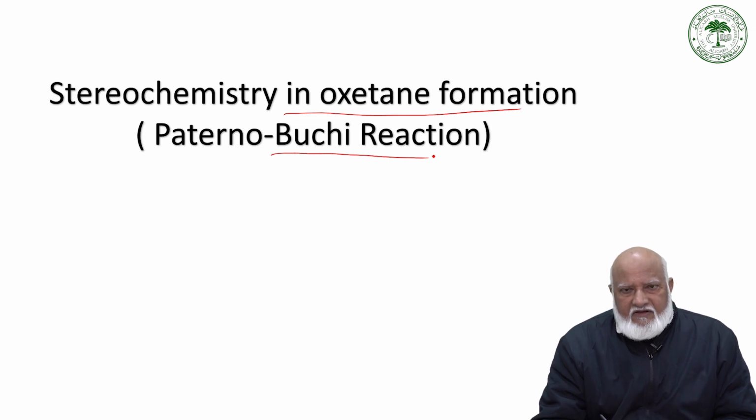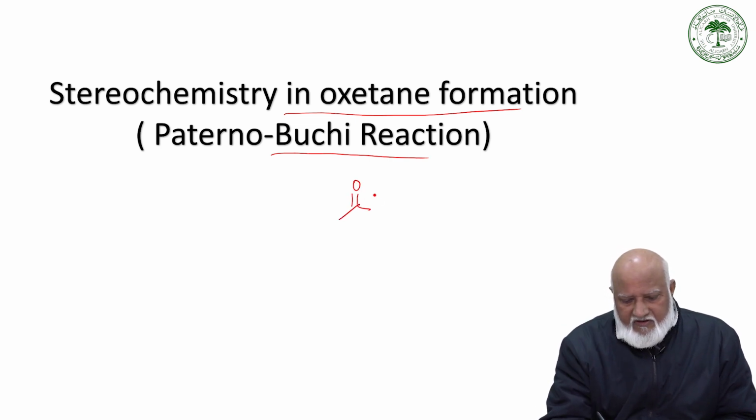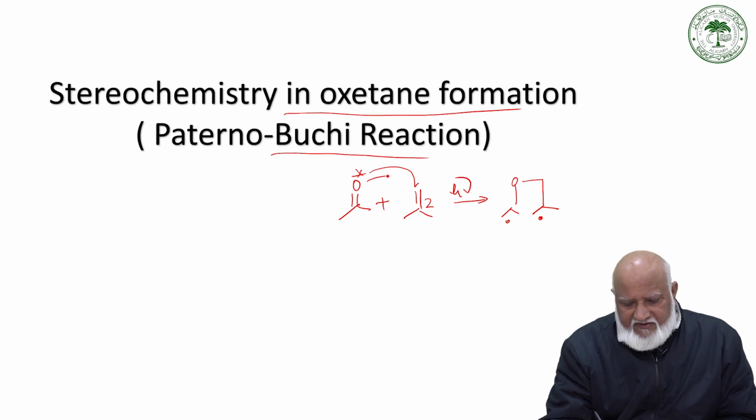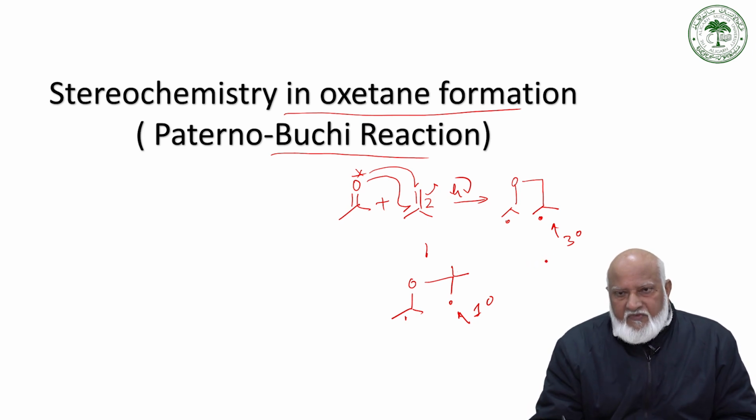What we have seen is that when carbonyl reacts with an unsymmetrical alkene in the presence of light, the excited carbonyl adds to that carbon which in turn leads to the more stable carbon-centered radical. There is also a possibility that it might react at this carbon to give this radical. This is a primary radical, whereas this is a tertiary radical. So we know that the more stable radical is formed and leads to the final product.